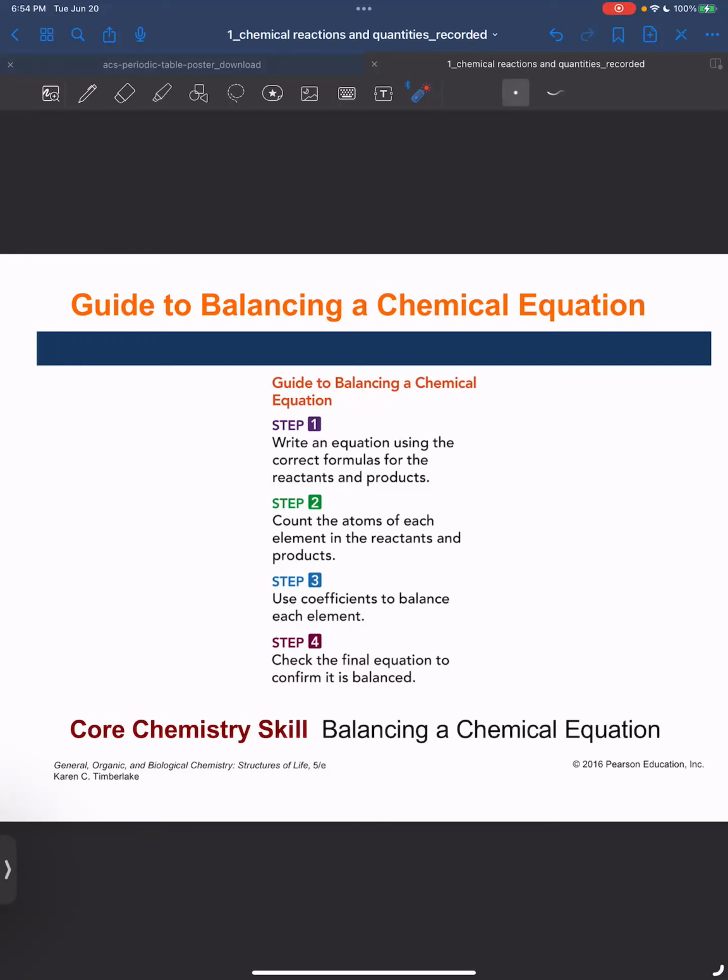This is a core chemistry skill, balancing chemical equations. If this is your first time balancing a chemical equation, it can take some time. So make sure you practice some patience with yourself. It might take a little while, but with enough practice, you will get faster at it. You will learn your own tricks to solving these balancing chemical equations quicker. I know for me as a student, it took me a while to grasp it at first. But once I practiced more and more problems, I saw patterns. And once you see these patterns, it gets faster and faster.